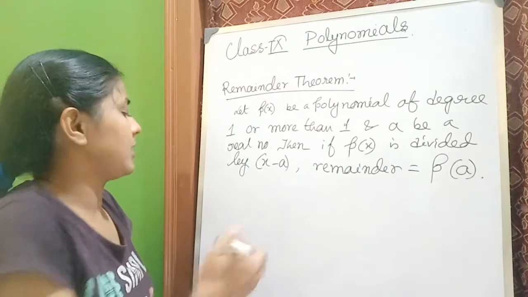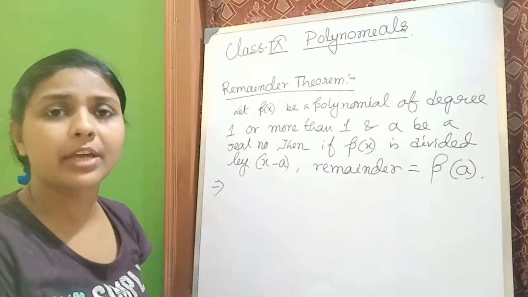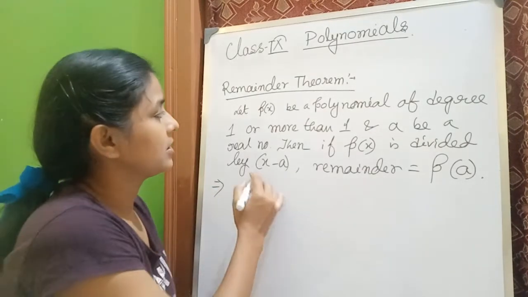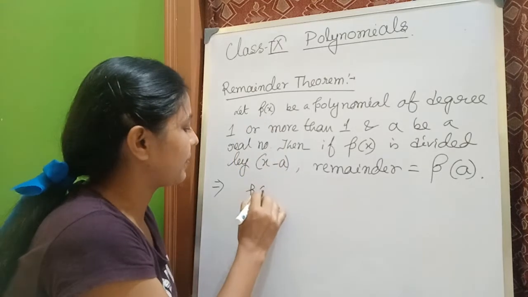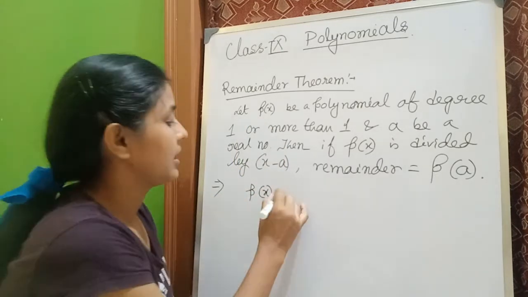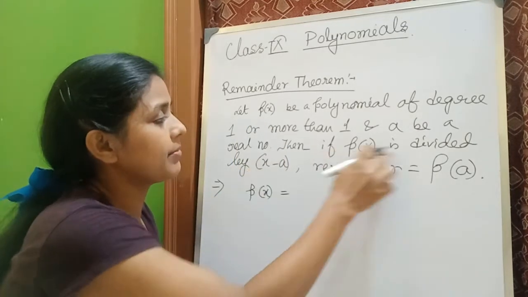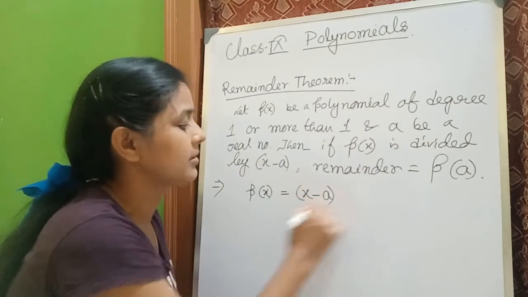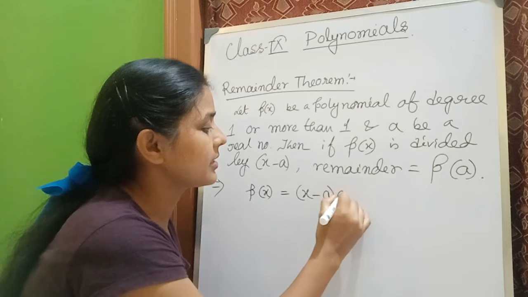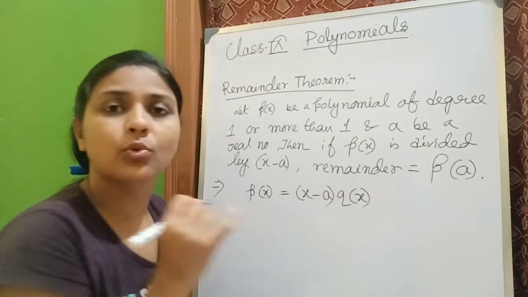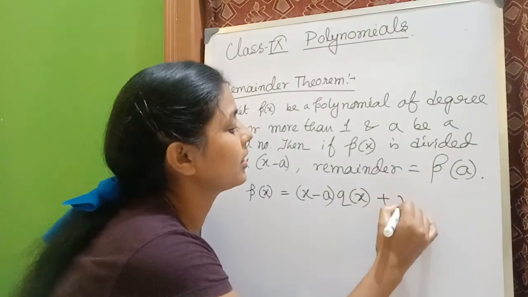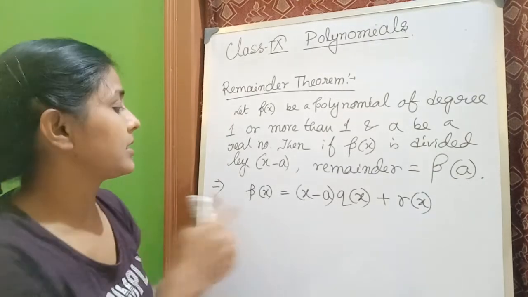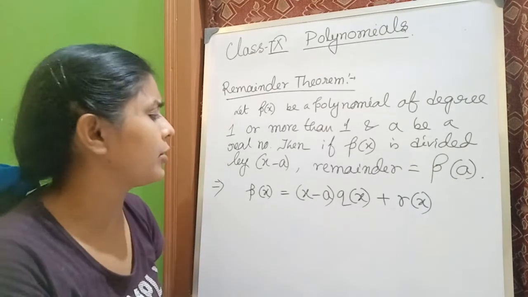Now this is a statement, so what will be its proof? How can we prove it? The first thing you can see is that p of x is the dividend, which is divided by x minus a, that means x minus a is the divisor, and for this divisor there will be one quotient polynomial and one remainder polynomial, right? This is the division process for polynomials.